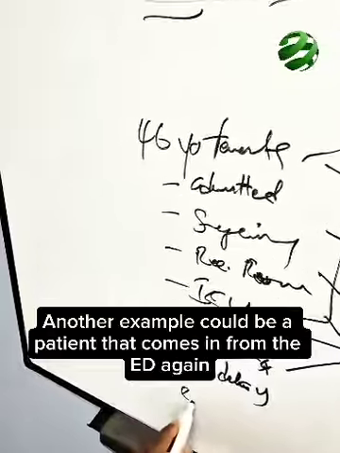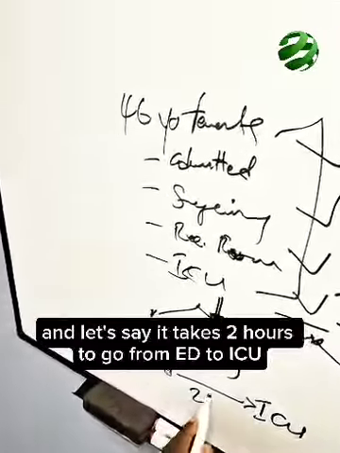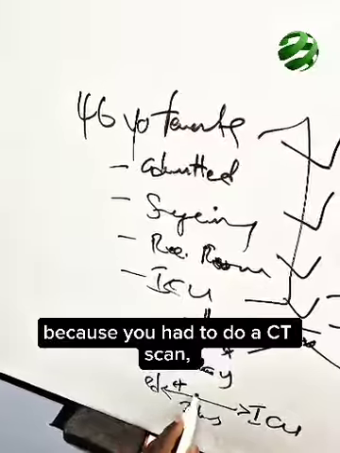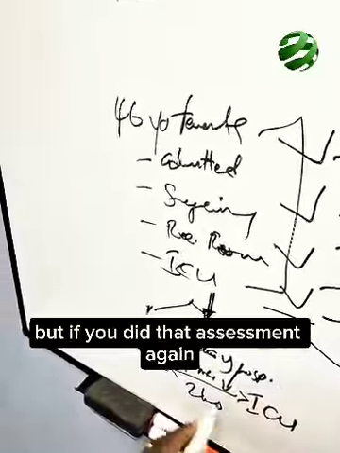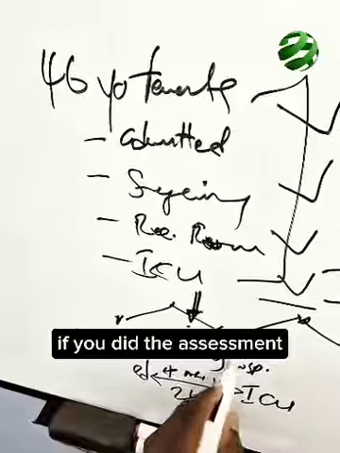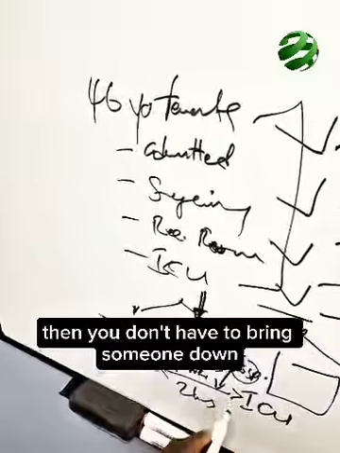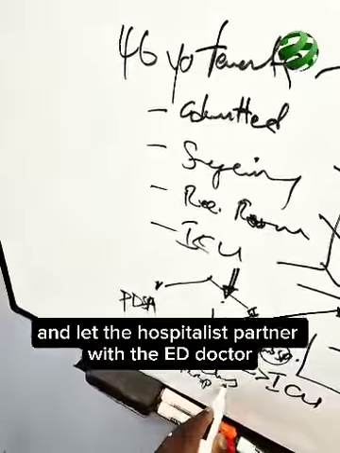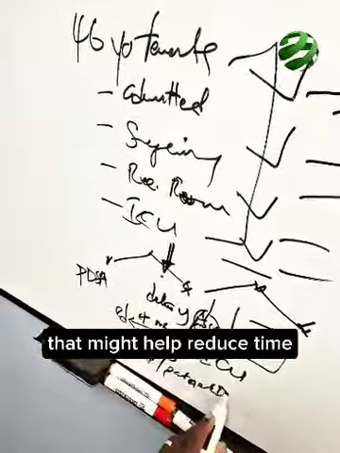Another example could be a patient that comes in from the ED and needs to go to the ICU. Let's say it takes 2 hours to go from ED to ICU because you had to do a CT scan, you had to do an MRI, you had to get the hospitalist to come down. But if you did that assessment, again, maybe using a PDSA, and you found out that the hospital is big enough to have one dedicated hospitalist, then you don't have to bring someone down. You could just park a hospitalist down here and let the hospitalist partner with the ED doctor. This is an innovation that might help reduce time.